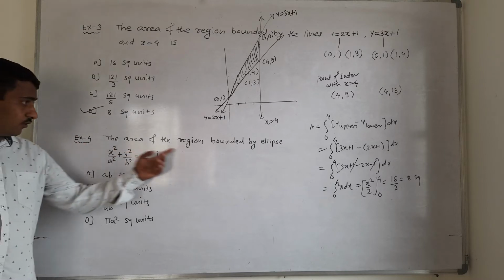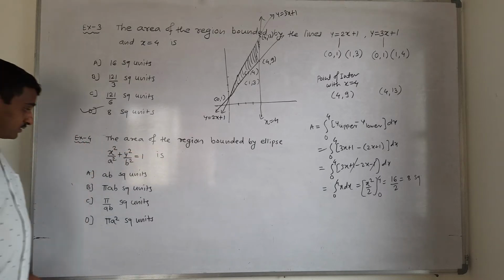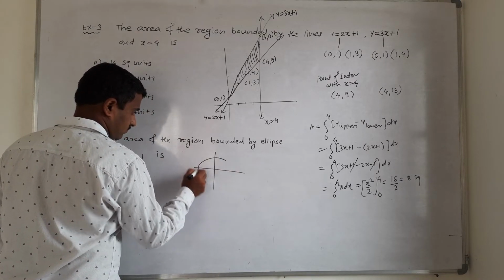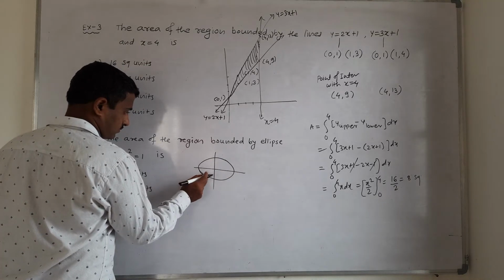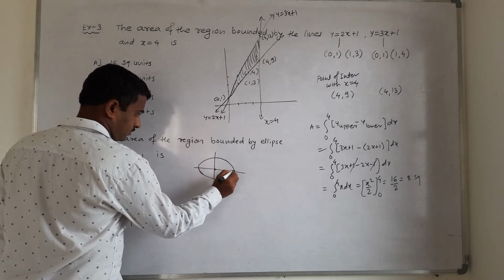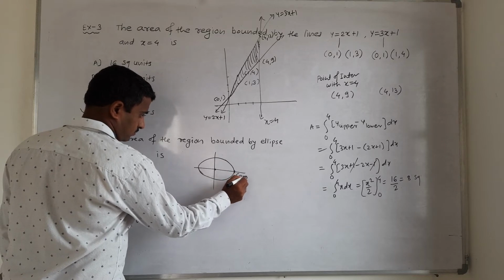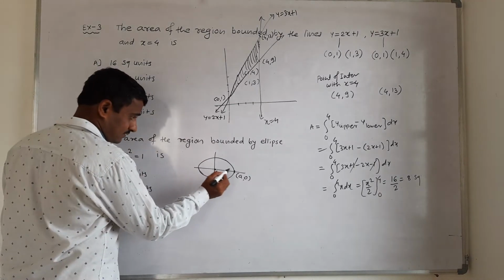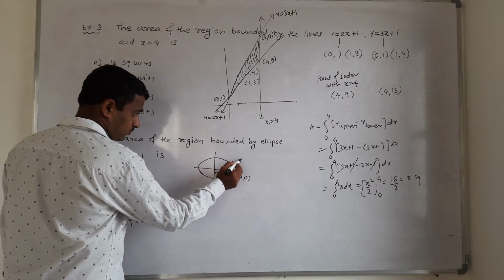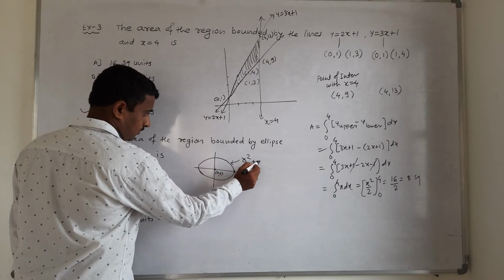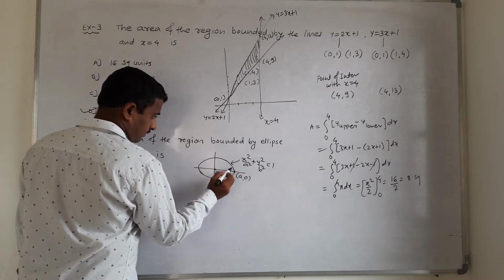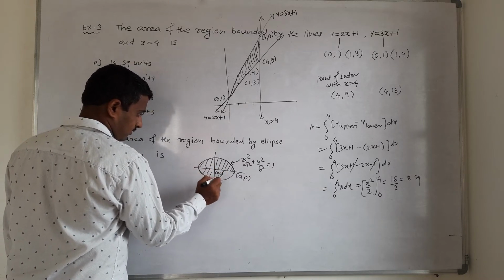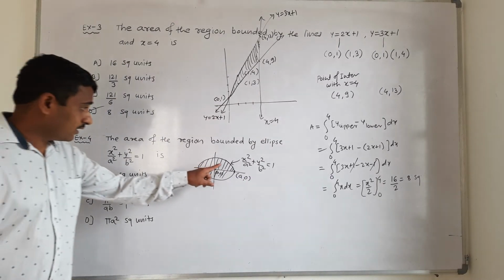Next example: the area of the region bounded by the ellipse. This is the ellipse. Now we know the ellipse. This point is (a, 0) and this point is (0, 0). Therefore, this is symmetric about both the axes. The equation of the ellipse is x square by a square plus y square by b square is equal to 1. This is the required area, the total, but it is 4 times the area in the first quadrant.